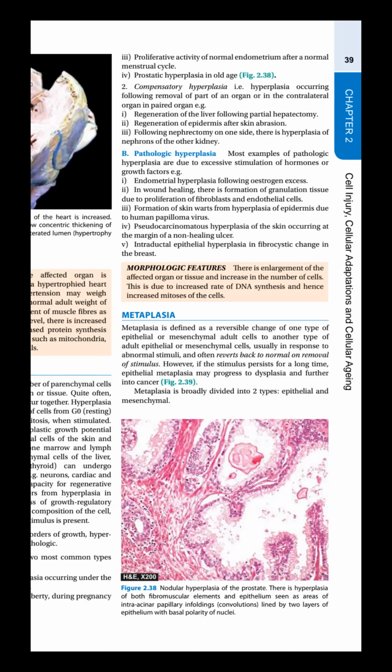The other is metaplasia. It is defined as the reversible change of one type of epithelial or mesenchymal adult cell to another type of adult cell in response to abnormal stimuli, and it often reverts back to normal on removal of the stimuli. There are two types of cells that are affected in this: first is epithelial and the other is mesenchymal.